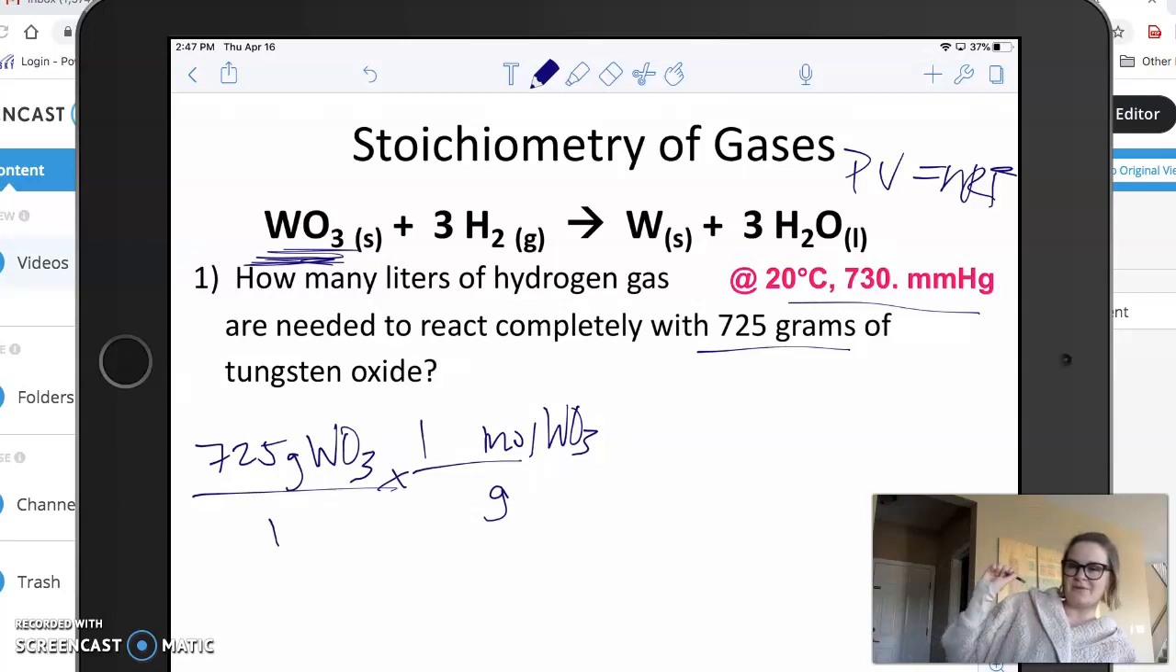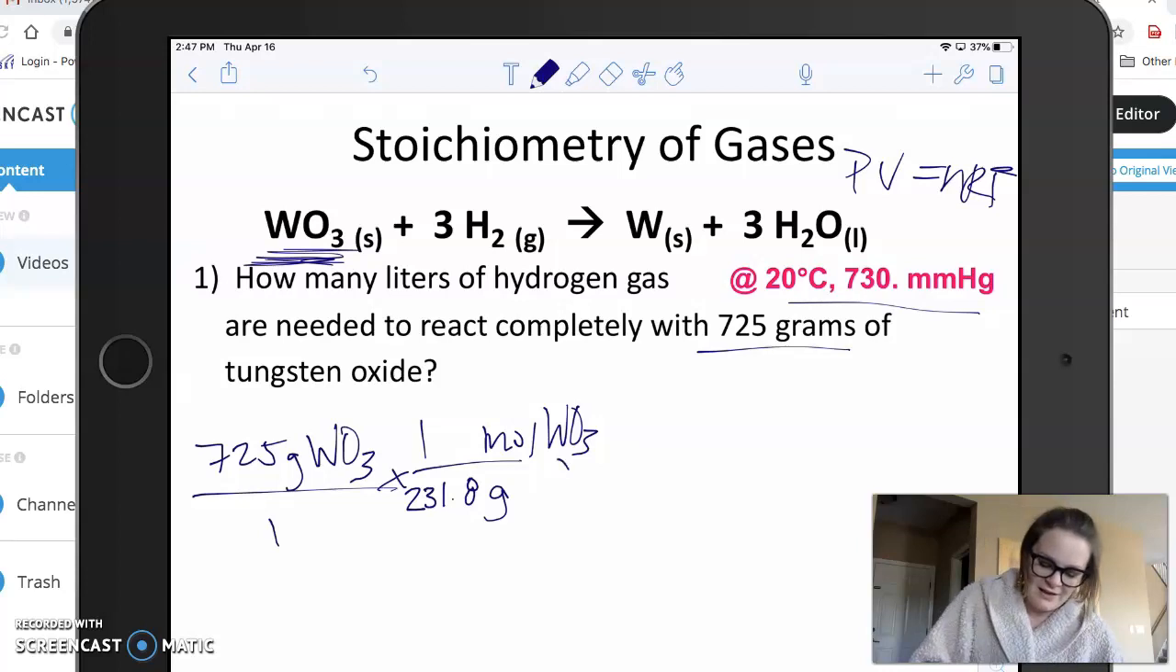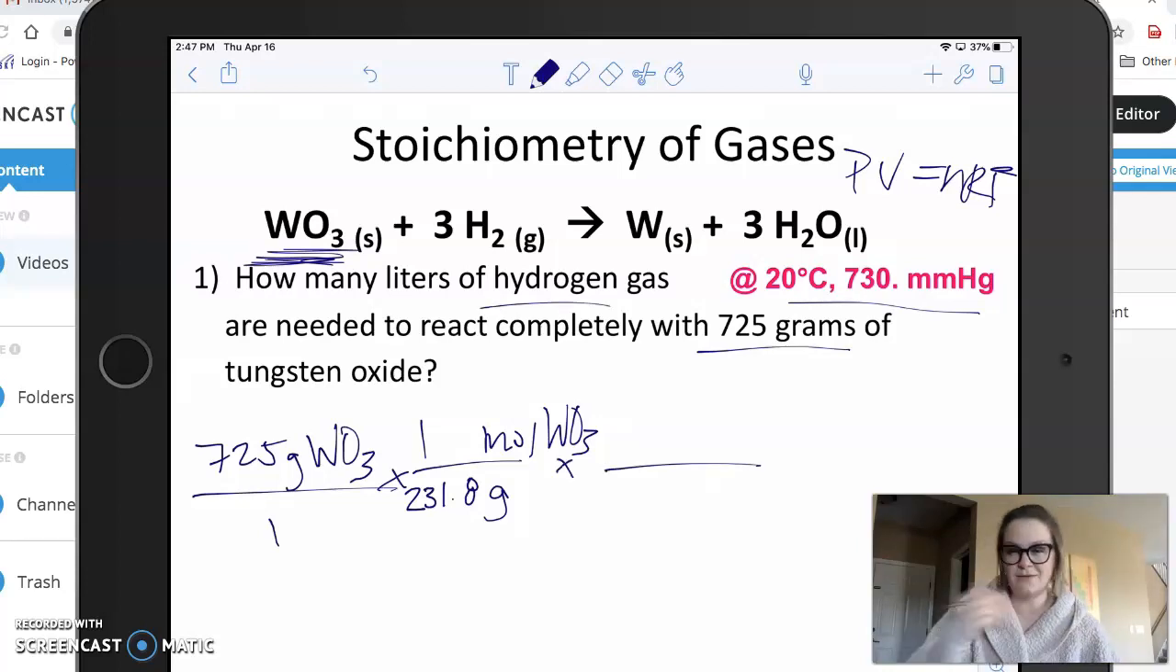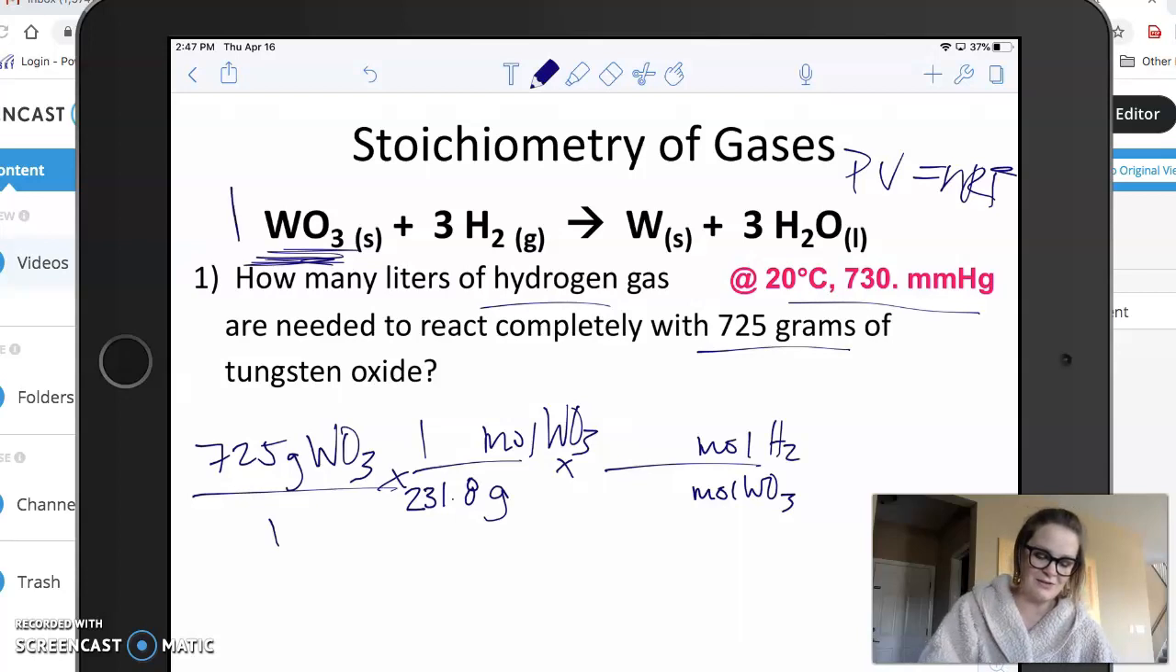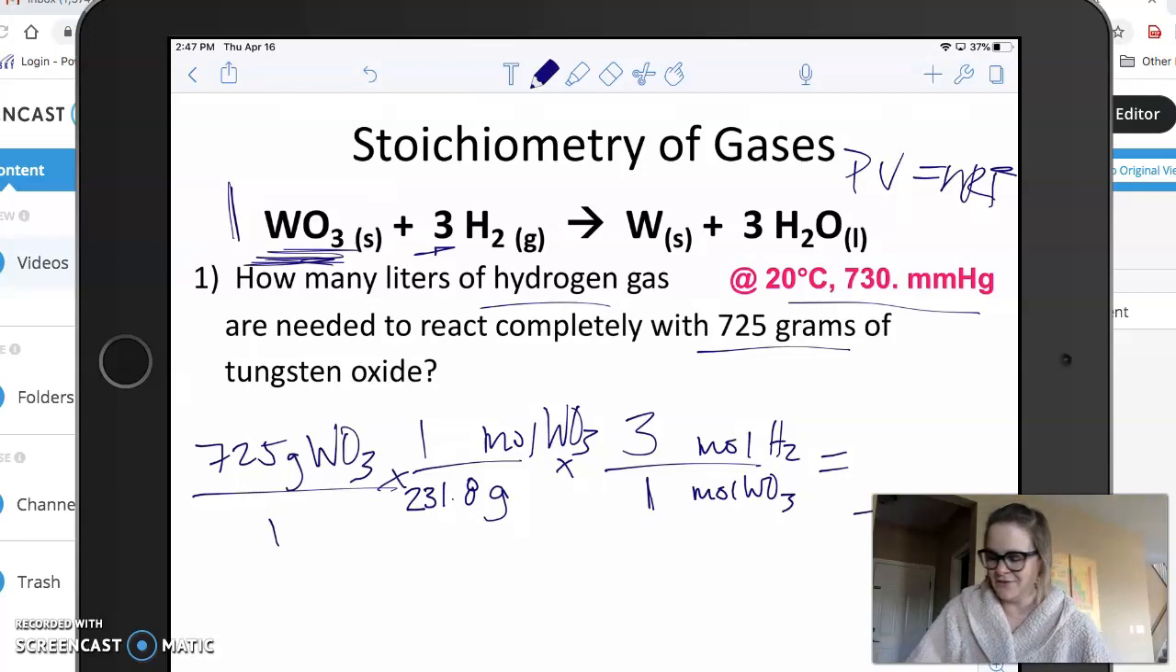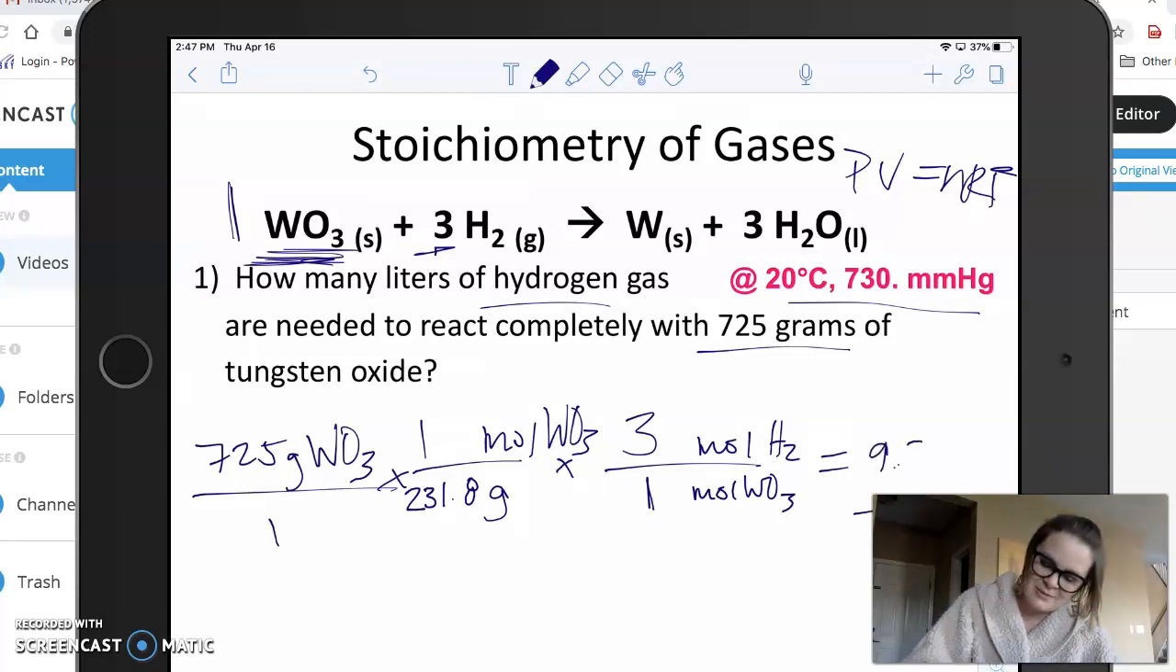And I use the periodic table in my dining room, so my sig figs may be a little bit off from the pink periodic table I gave you, but I got that its molar mass was 231.8 grams for every 1 mole. Not done, because we're solving for hydrogen gas, so we've got to get there. So I'm going to write moles of WO3 on the bottom, and I'm going to put moles of hydrogen up top, and the ratio is 1 to 3. So for every 1 WO3, we're going to need 3 moles of H2. And I'm going to leave it there because I can't really take that number any further. And what I got is we would need 9.38 moles of H2.